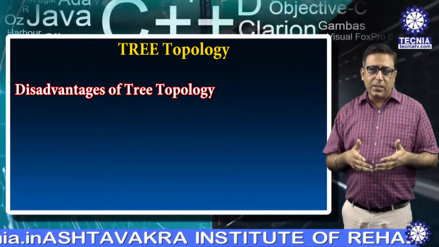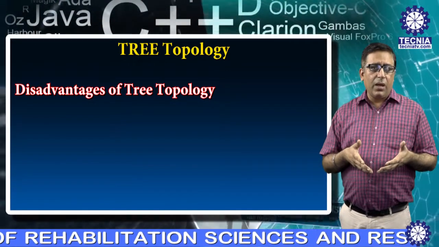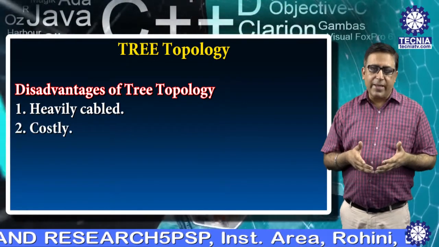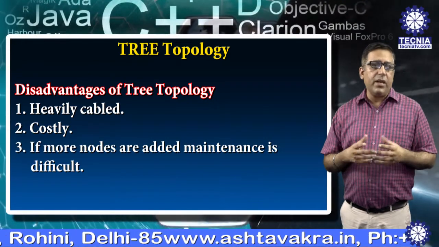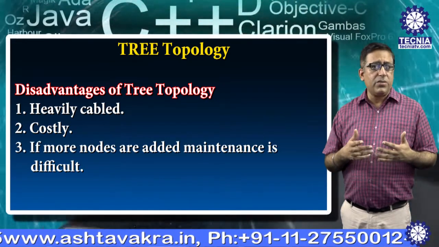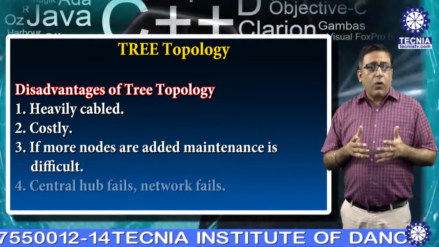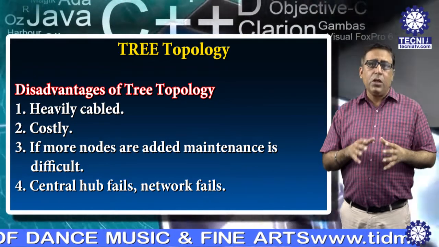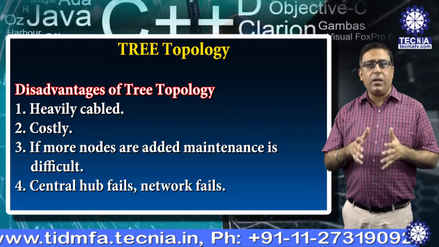Now we are discussing the disadvantages of tree topology. The disadvantages are, number one, heavily cabled. Second, it is very costly as compared to other topologies. Third one, if more nodes are added, maintenance is difficult. Maintenance is really very difficult when we want to add more nodes in the network. Fourth one is central hub fails, network fails. If the central hub fails, the whole network fails. It means we cannot transmit the message when the central hub fails.